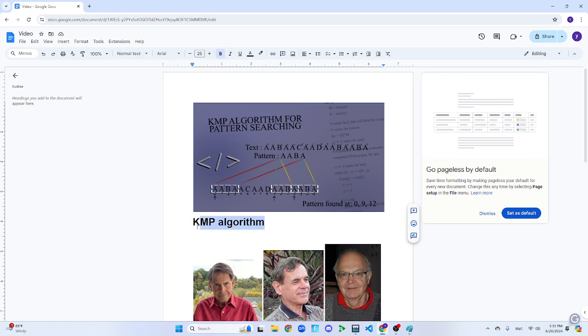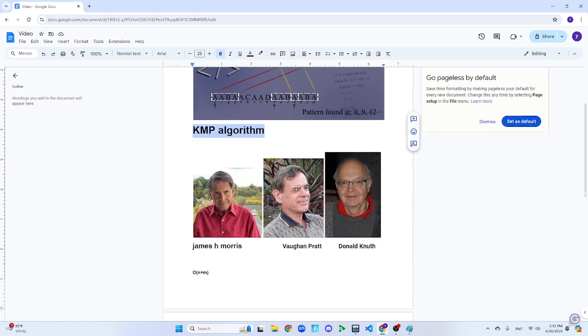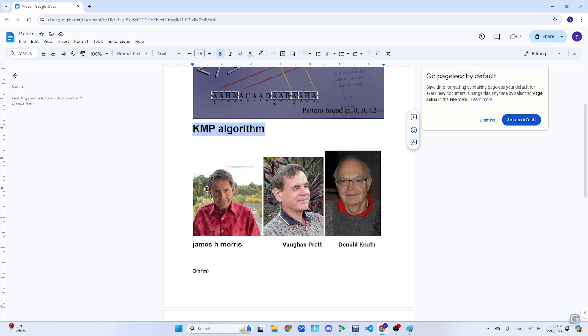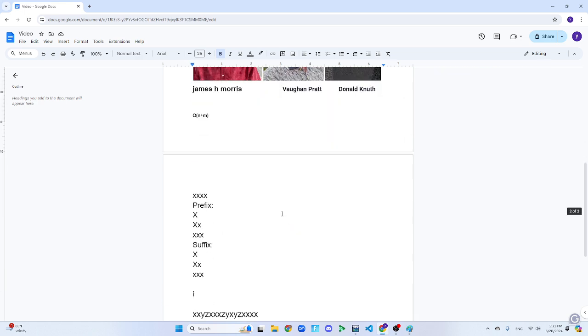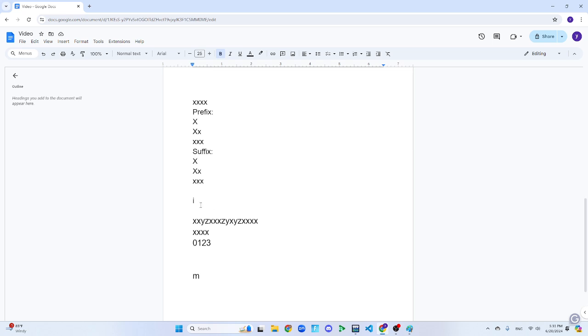It is an algorithm used to find the occurrence of a given pattern in the text, just as shown above. It was created by three computer scientists: James H. Morris, Vaughan Pratt, and Donald Knuth. At first we'll talk about the standard way, which is like this.